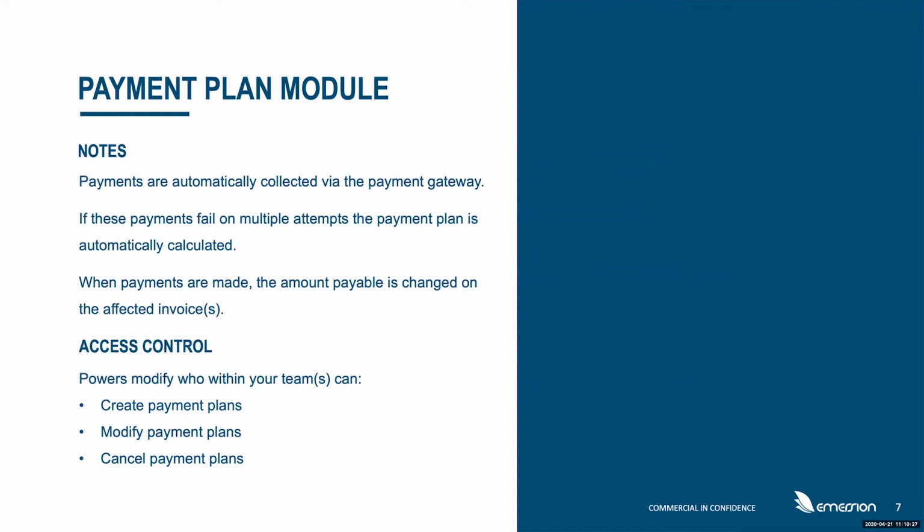If these payments fail on multiple attempts, the payment plan will automatically be cancelled and the full amount of the payment plan will be calculated and become payable back on the customer's account. When payments are made, the amount payable is changed on the affected invoices in the application order that the payments are made. There are powers to modify control within your team as to who can create payment plans, who can modify the payment plans, and of course, who can cancel those payment plans.